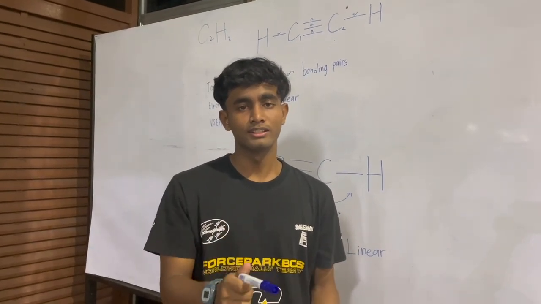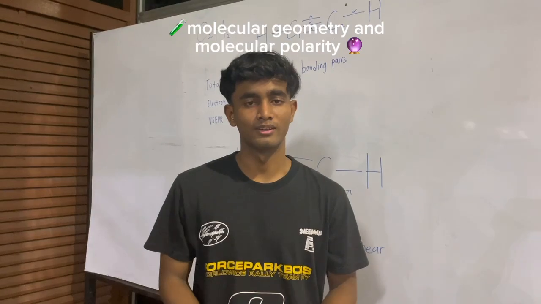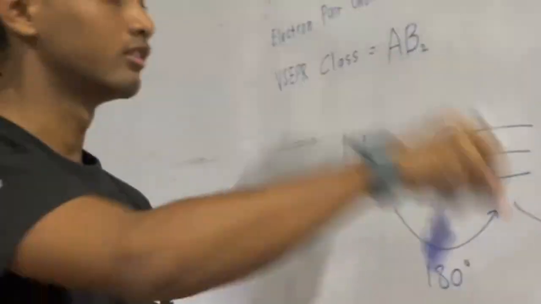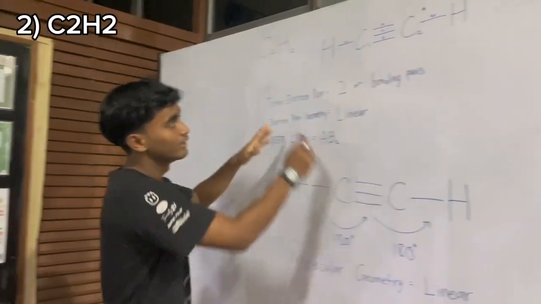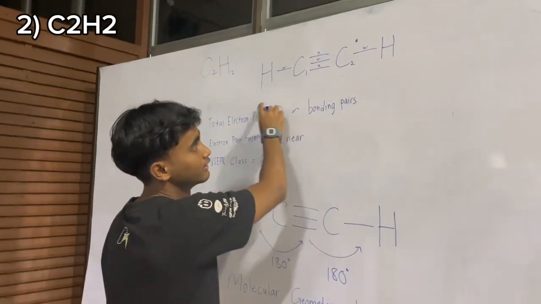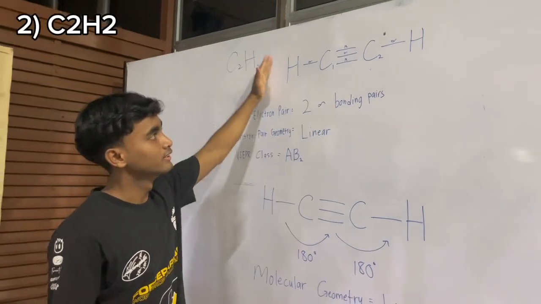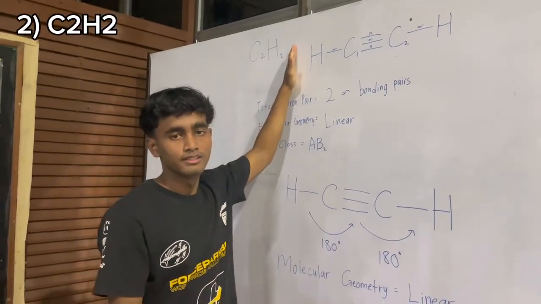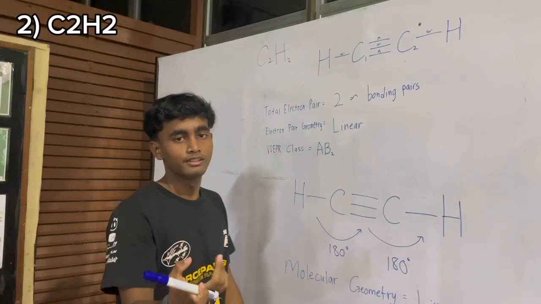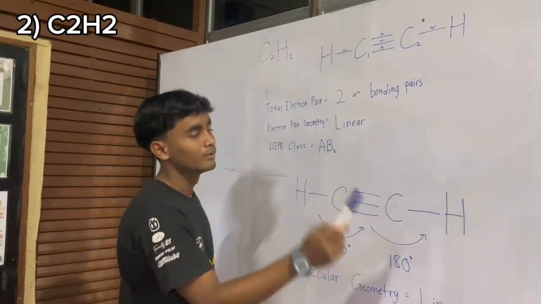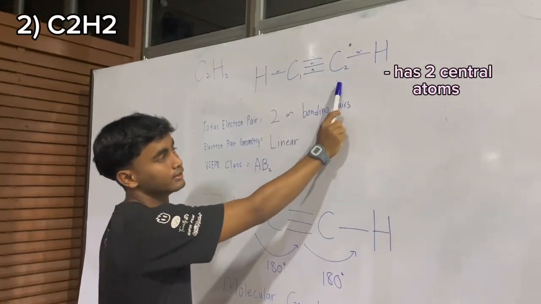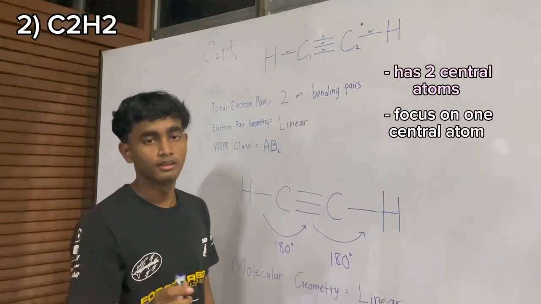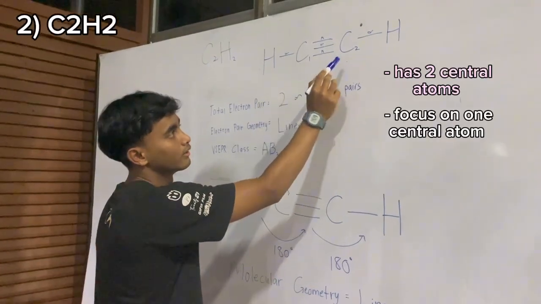So now we are presenting to you our structure for molecular geometry and molecular polarity. For now, we have the C2H2 structure, and then we have our Lewis structure. So from our Lewis structure, in order to find the molecular geometry, we need to find the total pairs of electrons. There are two different central atoms now, C1 and C2. So now we must focus on either this central atom or this central atom.